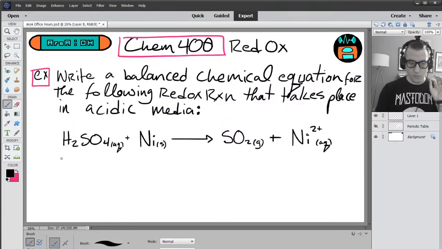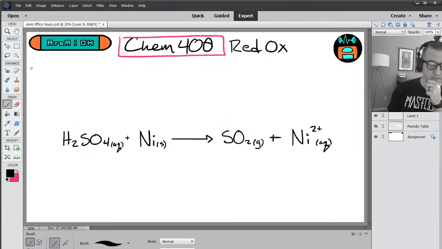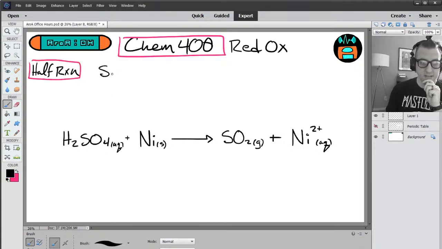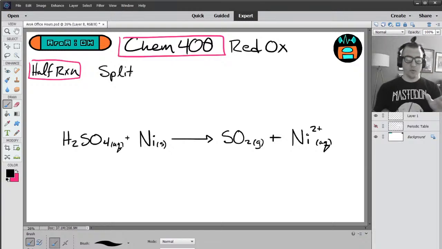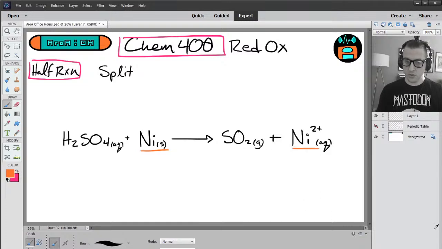Now, what we want to keep in mind is we're going to be using the half reaction method to solve this problem. In the half reaction method, we start by splitting our reaction up into two half reactions. One half reaction will be the reaction of nickel going to nickel 2. The second half reaction will be sulfuric acid going to sulfur dioxide.